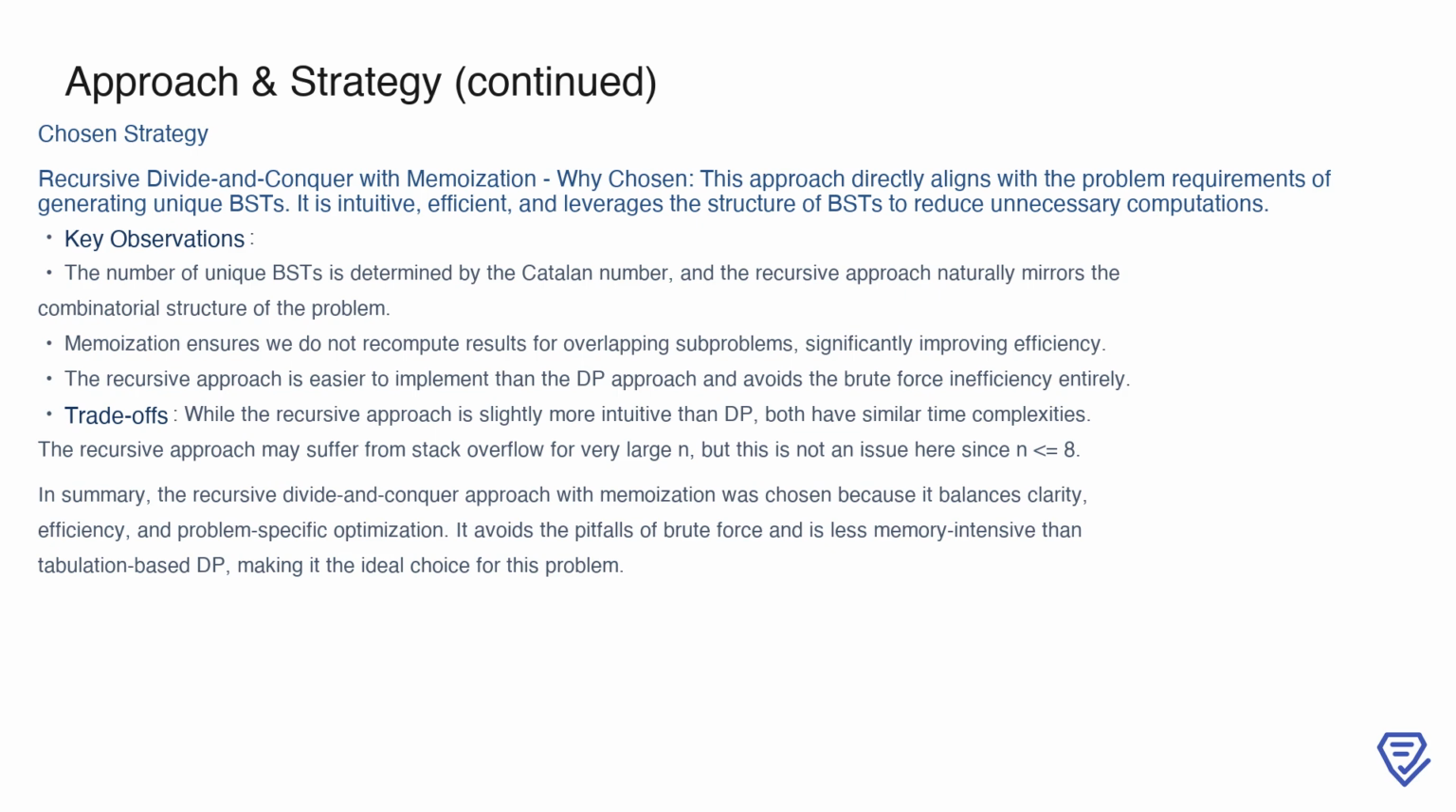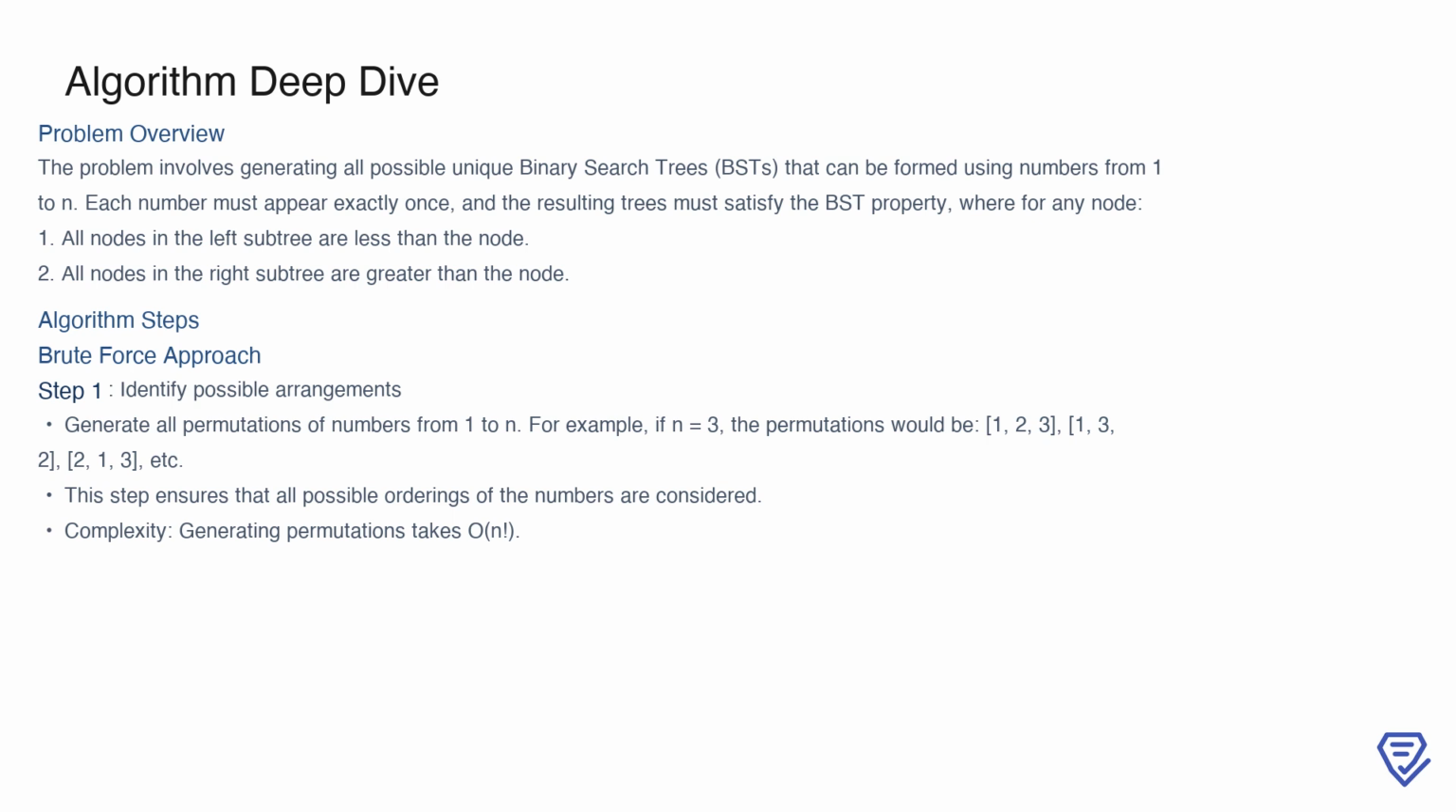To tackle this problem, we are tasked with generating all unique binary search trees, or BSTs, using numbers from 1 to n. A BST follows a specific property. For any given node, all nodes in its left subtree must have values less than the node, while all nodes in its right subtree must have values greater. This ensures the tree remains sorted at every level.